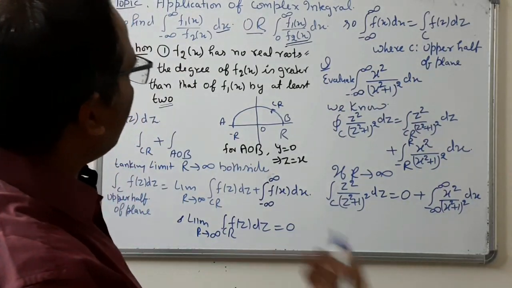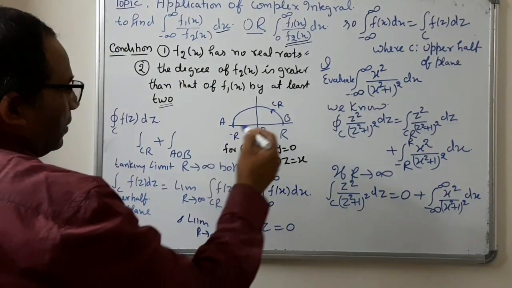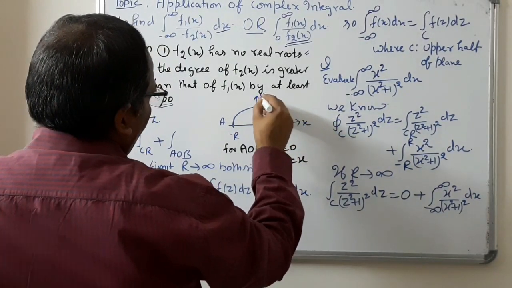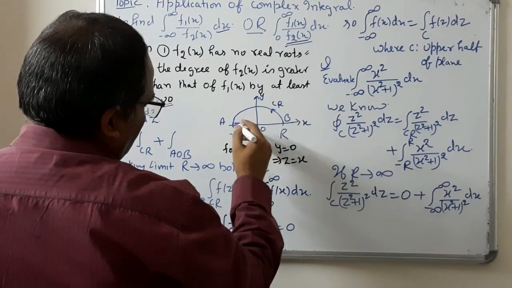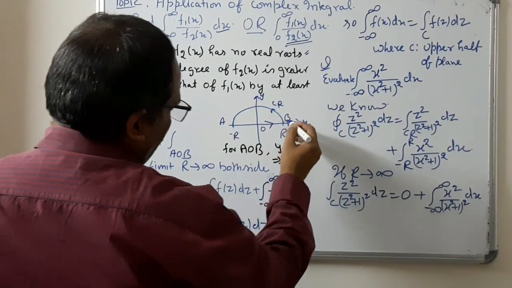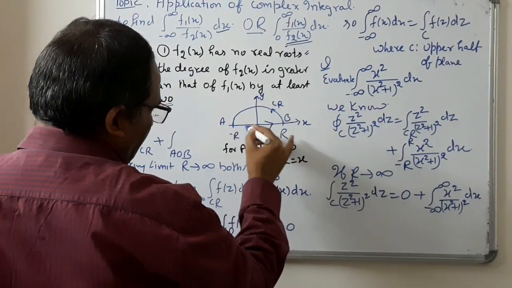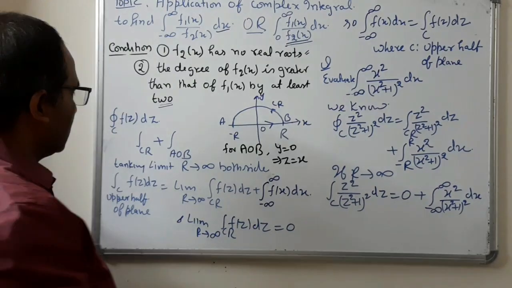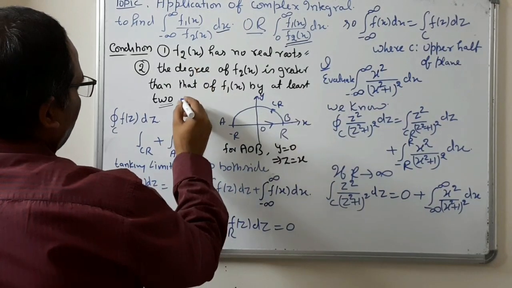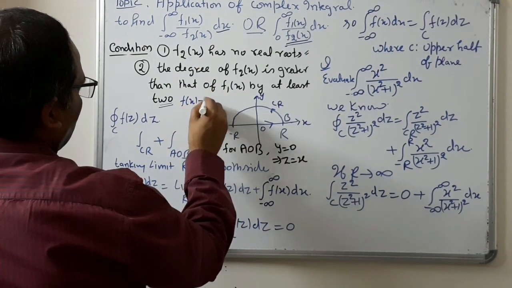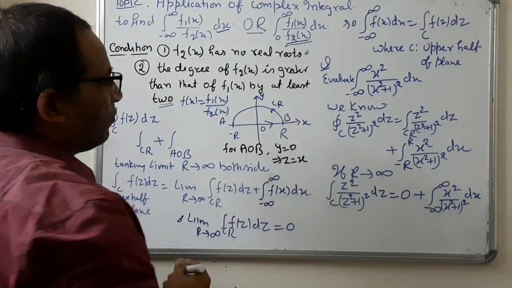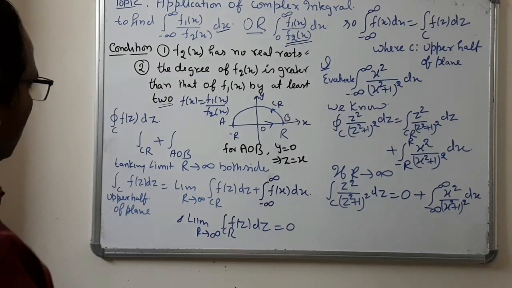How can we find it using complex integration? Just see here. Let us suppose this is the x-axis and this is the y-axis. We have a contour, this one: A to B, with the semicircle C_R, and the path A to O to B, like this. Let us suppose f1(x) upon f2(x) is f(x), that is, f(x) is equal to f1(x) upon f2(x).